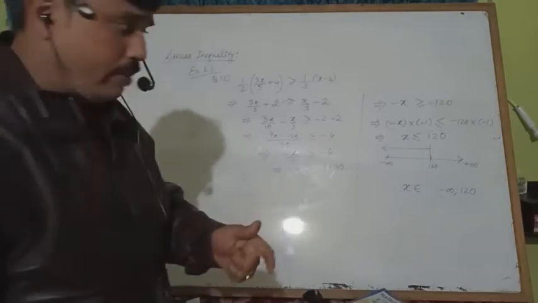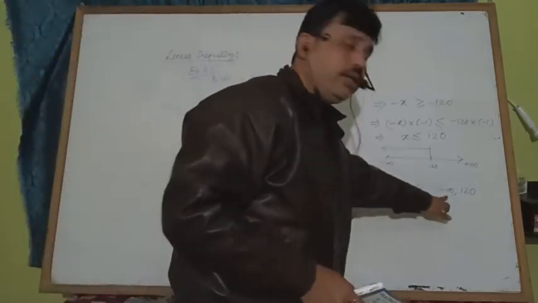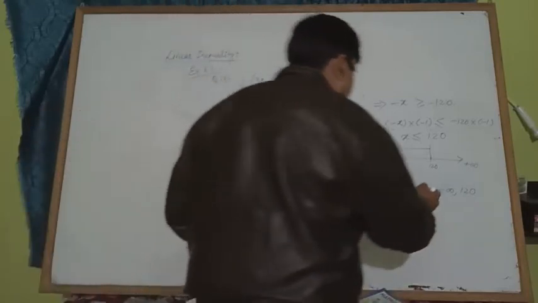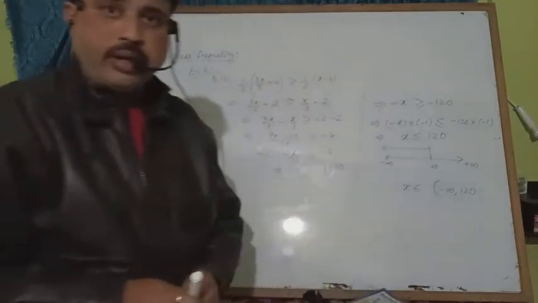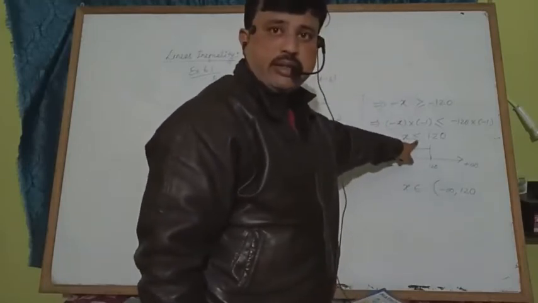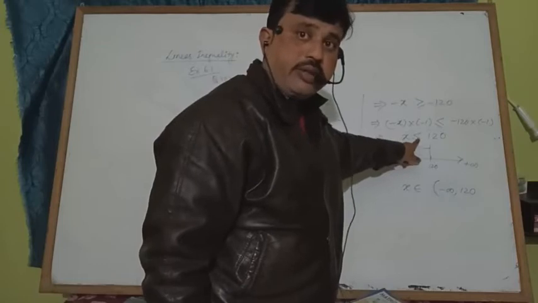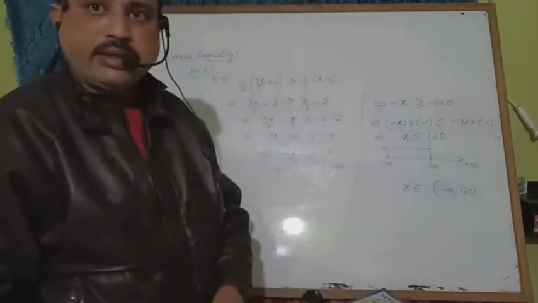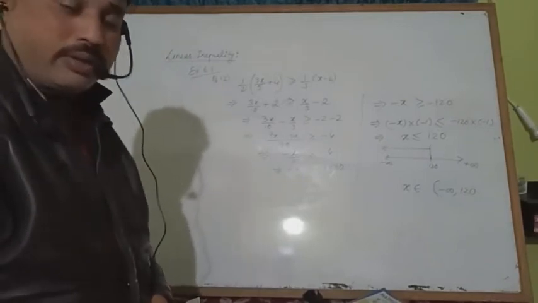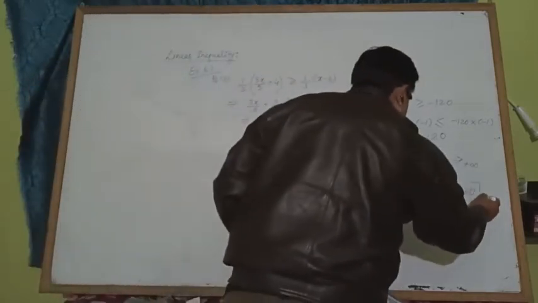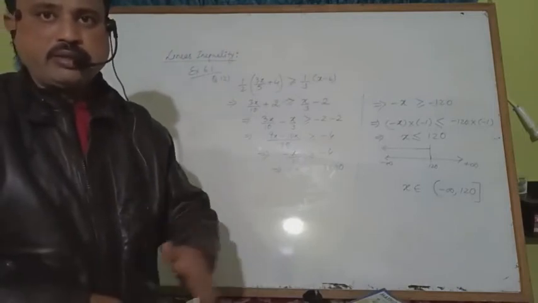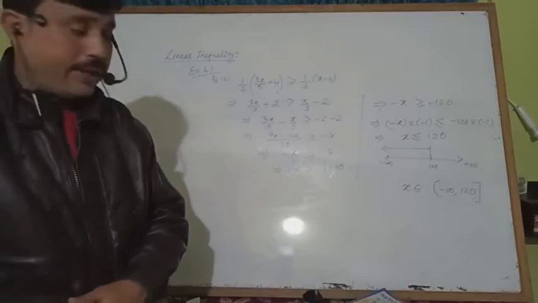Now I have to choose which bracket we will use, open or close. Towards infinity it is always open. You cannot put a closed bracket there. And for this 120, you have to see whether the equal sign is there or not. If there is an equal sign, in that case you have to put a closed bracket, the third bracket, and this is your solution. I think it is clear to you.